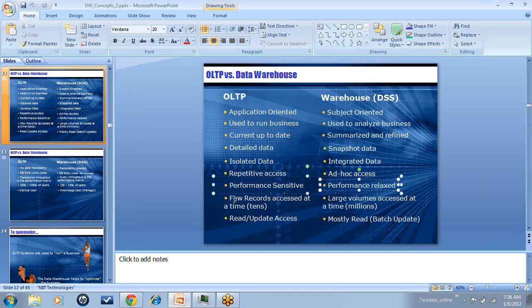And in OLTP few records are accessed, whereas here there are large volumes of data to be accessed, which we have discussed just now. OLTP has read and update access, but here it has only read, because we have studied that data warehouse data is non-volatile. That means we don't do any updates. We only read the data and understand the facts: what has happened, what is happening, what is going to happen. So all analysis is done, and mostly read operations. In OLTP we have read and update access: we can update the data as per the transactions, and we can read the data if they want any statements.